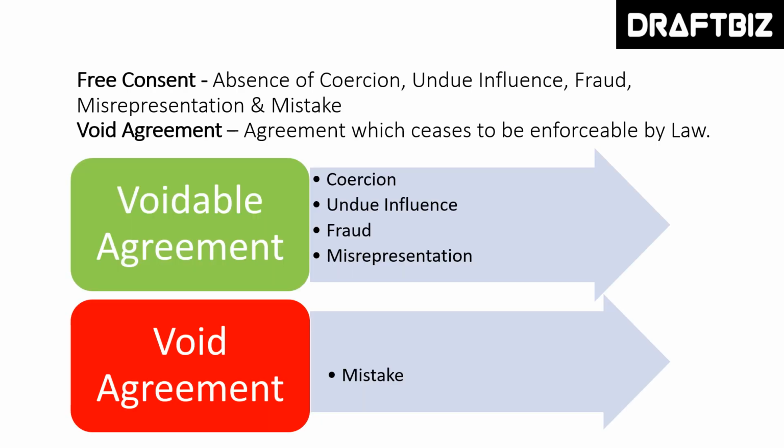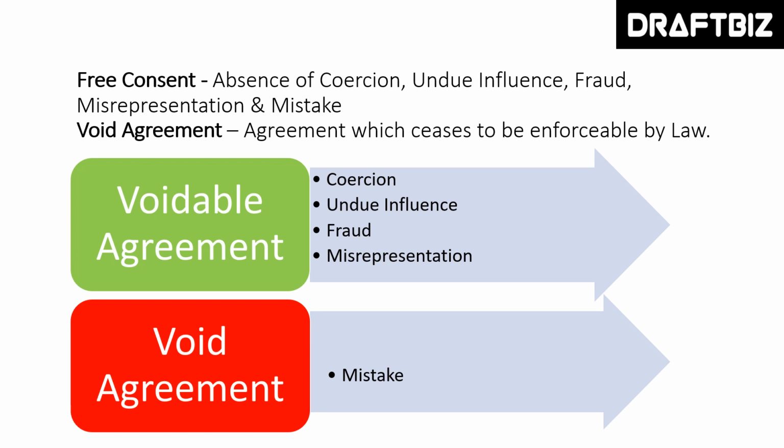So now we will understand what is a free consent. For a consent to be considered as free, there are five elements which should be absent. That is the absence of coercion. Coercion basically means force, and illegal force, like you are putting somebody on gun and you are asking to do something.